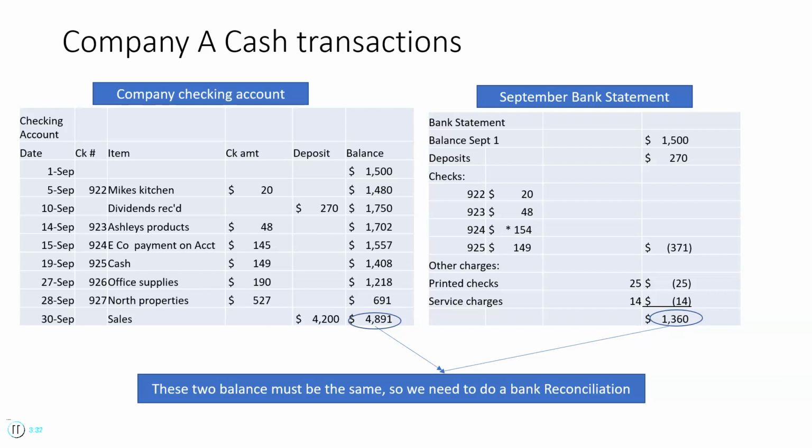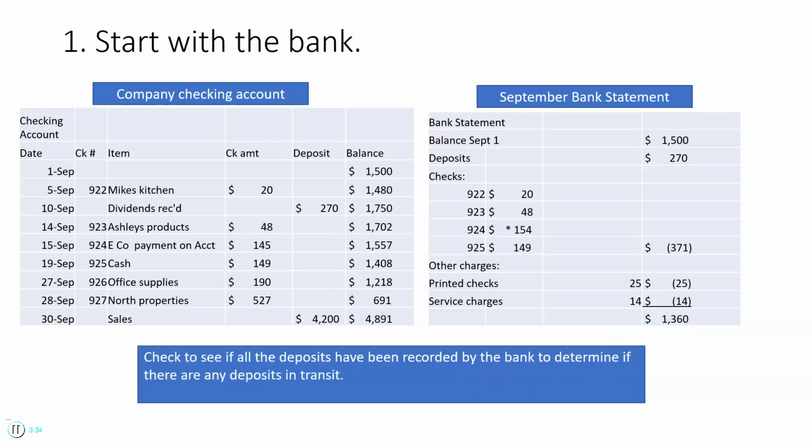So we always start with the bank first. The first thing we're going to do is check to see if there are any deposits that have been recorded by the books but not by the bank, to determine if there are any deposits in transit. That deposit was recorded by the bank, but this last day sales was not. So we have a reconciling item for the bank of $420.